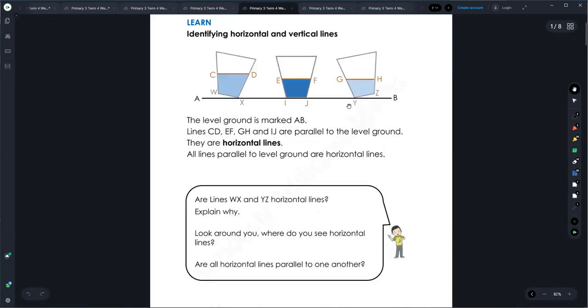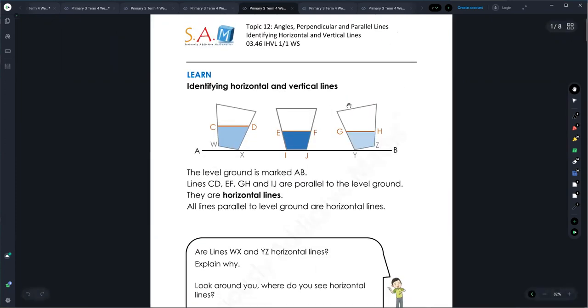It's actually a very easy book. I think there are only about 8 pages, if I'm not wrong. So this is about identifying horizontal and vertical lines, okay? So I think here we start off with horizontal lines. What are horizontal lines? Basically, horizontal lines move from, if you look at this A to B here, right? So it's a straight line, but imagine that it's like a floor, right? You can always remind them that horizontal is like the floor, okay?